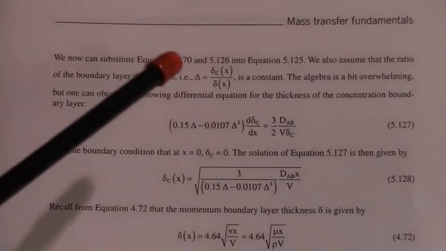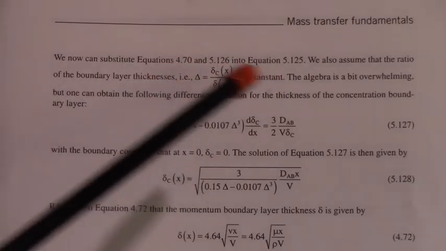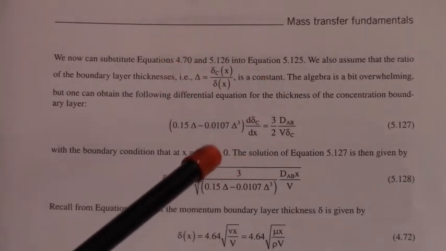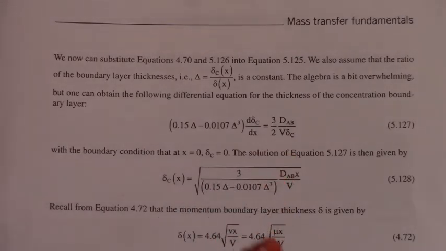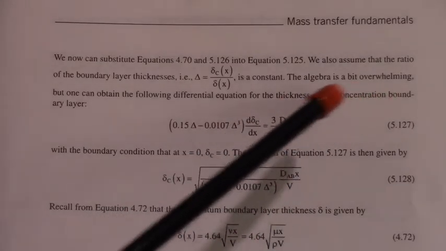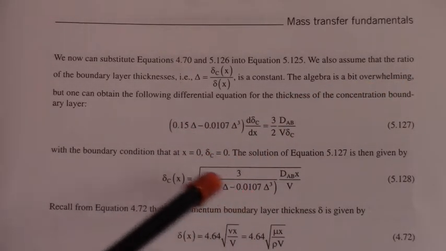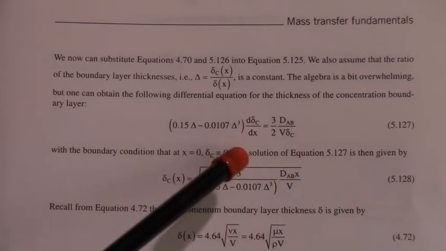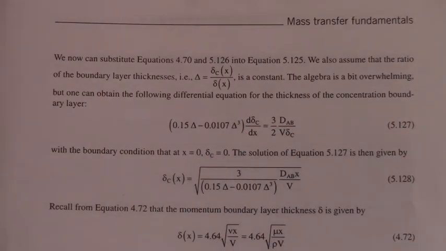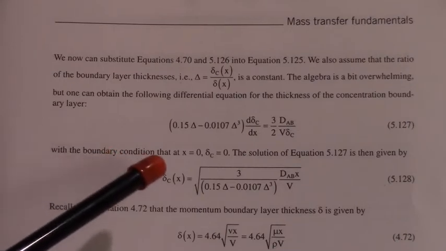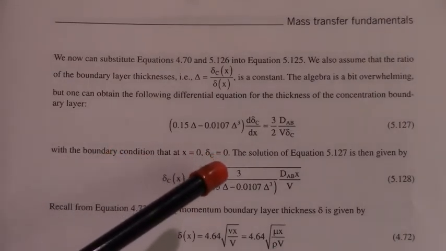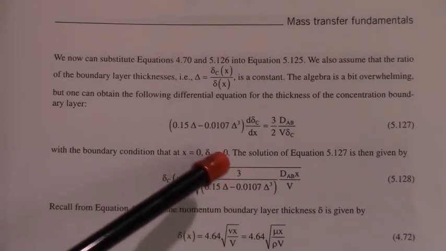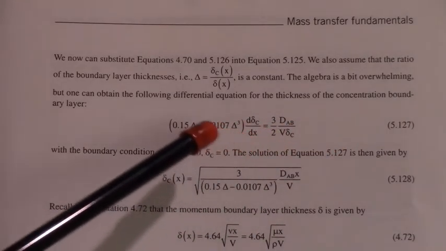But here, when we're getting an approximate solution, we'll make use of that and assume that capital delta is in fact constant. Now, when you plug everything back in, as I was talking about earlier, you put the velocity profile and the concentration profile in there, and you crank it all out. The algebra is a bit overwhelming, but you can show that the differential equation for the concentration boundary layer is given by equation 5.127. And the boundary condition on this would be that at x equal to 0, the concentration boundary layer thickness is equal to 0.